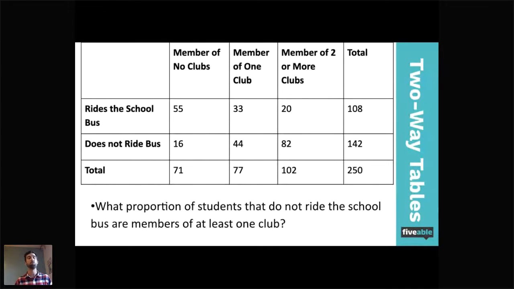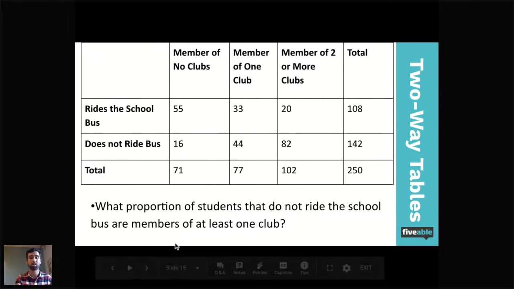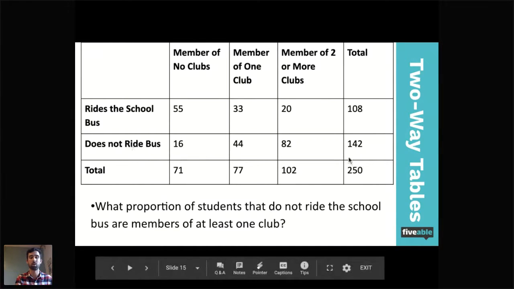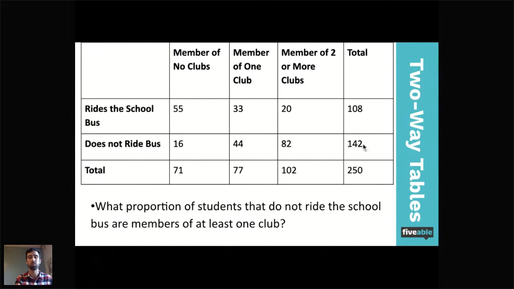How do you get better at it? Well, you just practice. That's usually unit 5. It kind of depends on your teacher's scope and sequence, but it tends to come around the holidays. So November, December, that's when probability tends to come into play. But you want to be careful when you're reading the question. So the proportion of students that do not ride the bus, again, we're focusing on that second row, do not ride the bus, 142. At least one club is going to be that 44 and 82 added together. So we're going to have 126 out of 142.